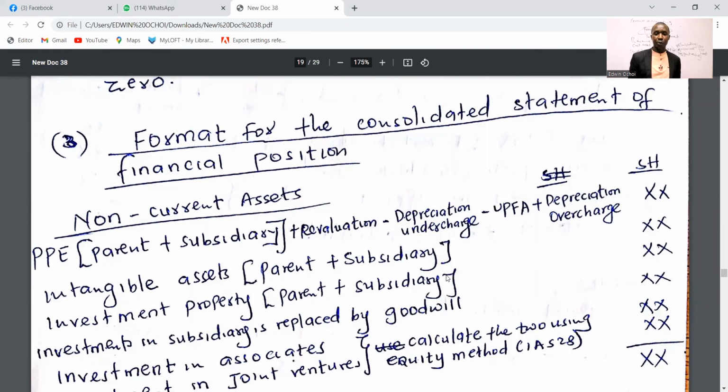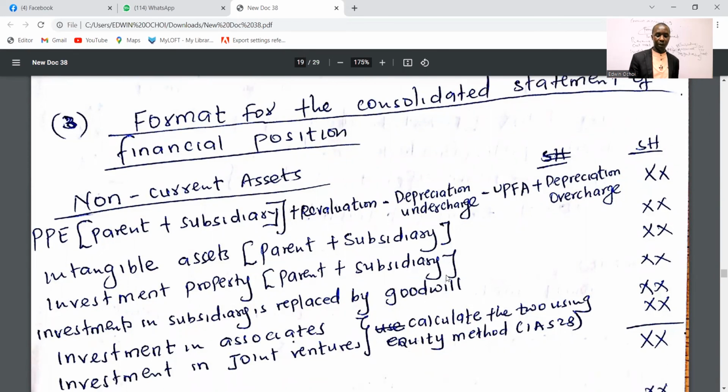So, under property, plant, and equipment, parent plus subsidiary. What is adjusted in PPE? Add revaluation. Remember that when I was talking about revaluation, I said with a revaluation gain, we debit PPE, we credit revaluation reserve. So you add revaluation. Due to revaluation, there is a depreciation undercharge which you deduct. Then you ask yourself, was there a sale of fixed asset? You check for UPFA, you deduct, you add a depreciation overcharge.